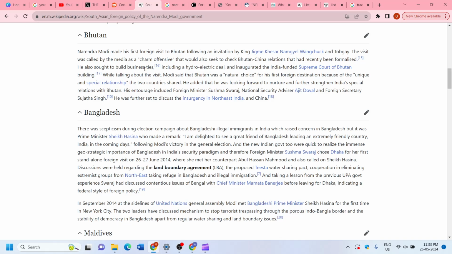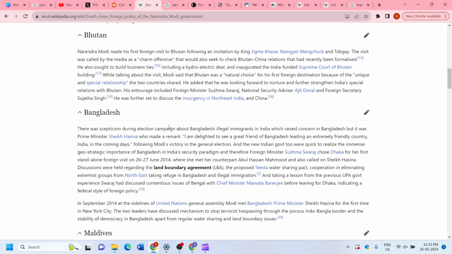Bhutan. Narendra Modi made his first foreign visit to Bhutan following an invitation by King Jigme Khesar Namgyel Wangchuk and Tobgay. The visit was called by the media a charm offensive. In the visit, Modi said that Bhutan was a natural choice for his first destination because of the unique and special relationship the two countries shared. He sought to build business ties, including a hydroelectric deal.